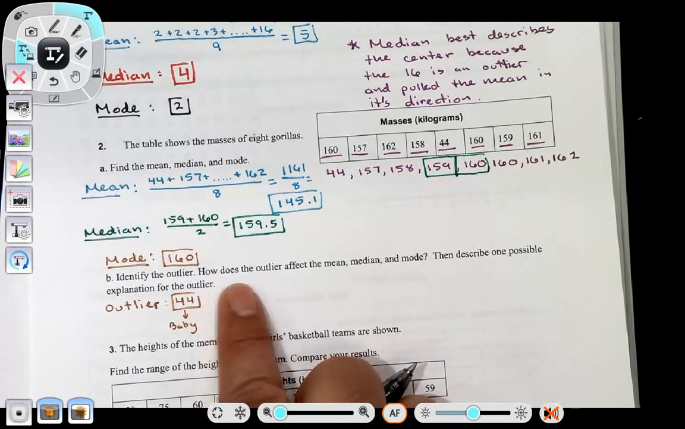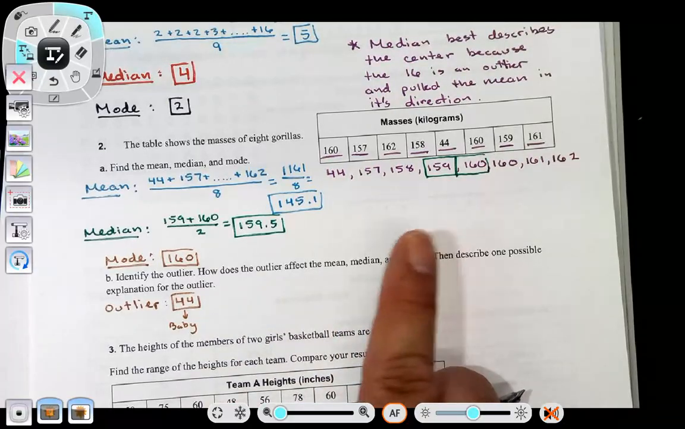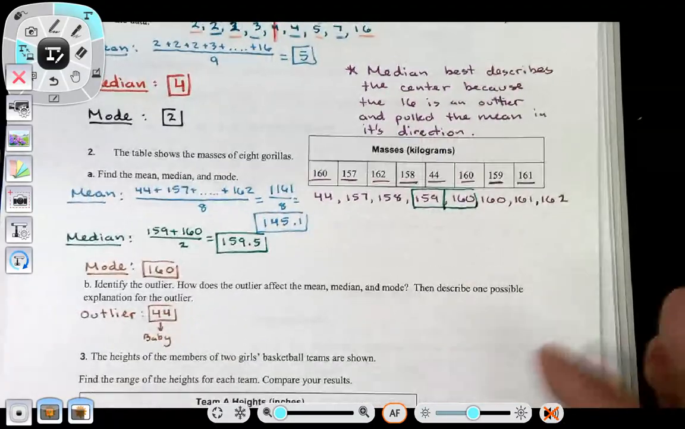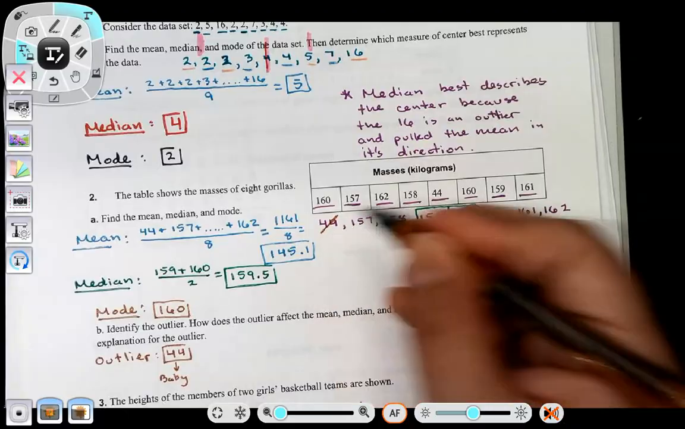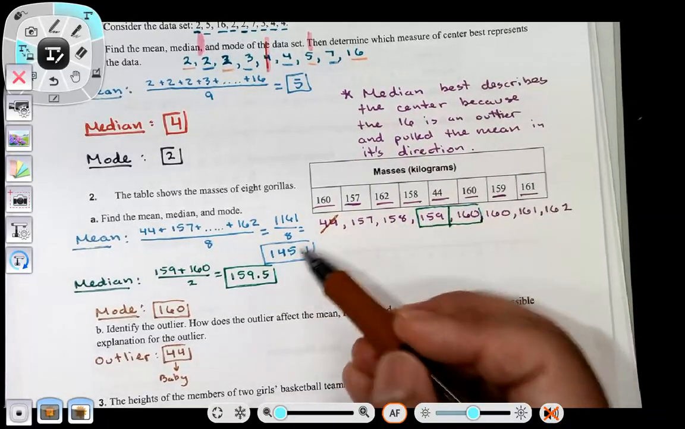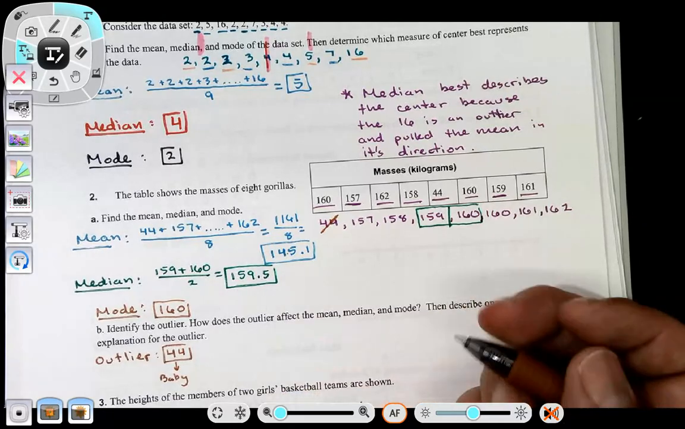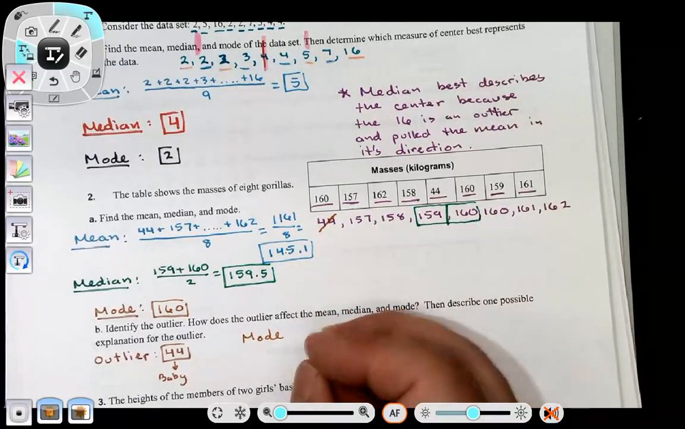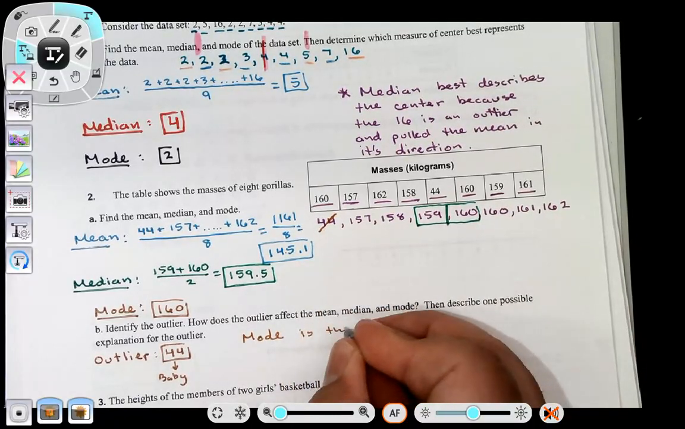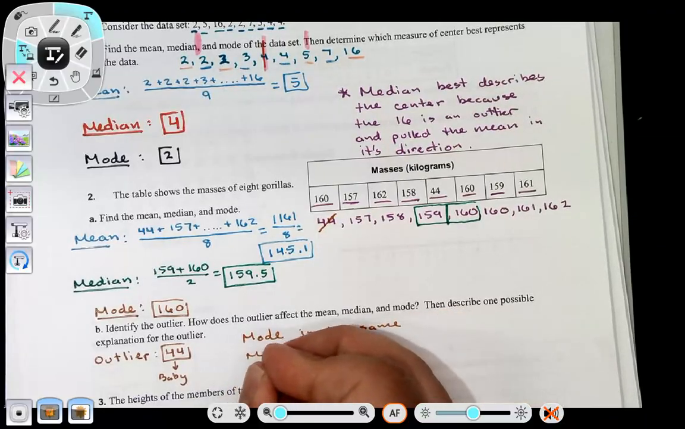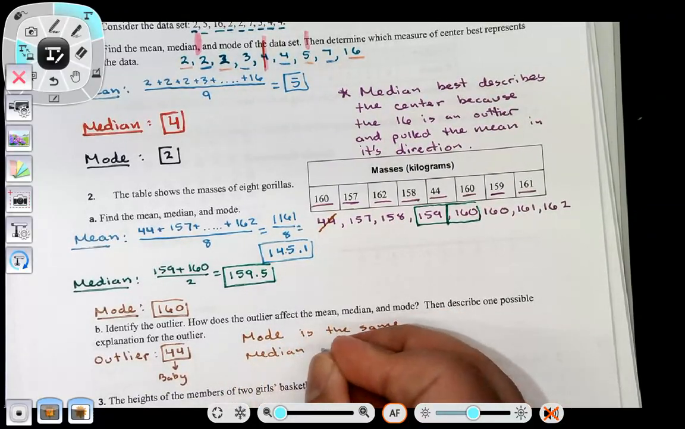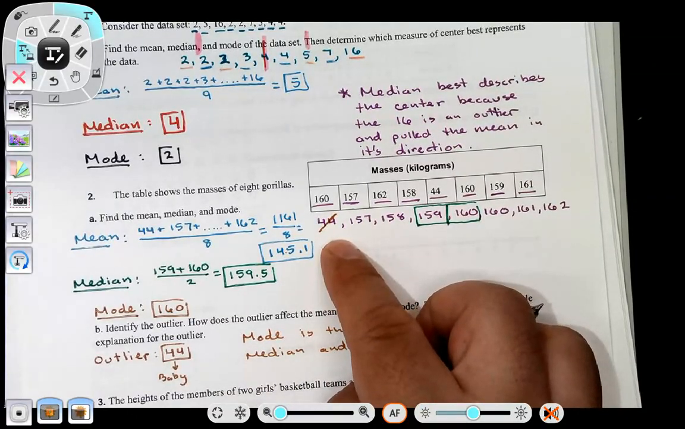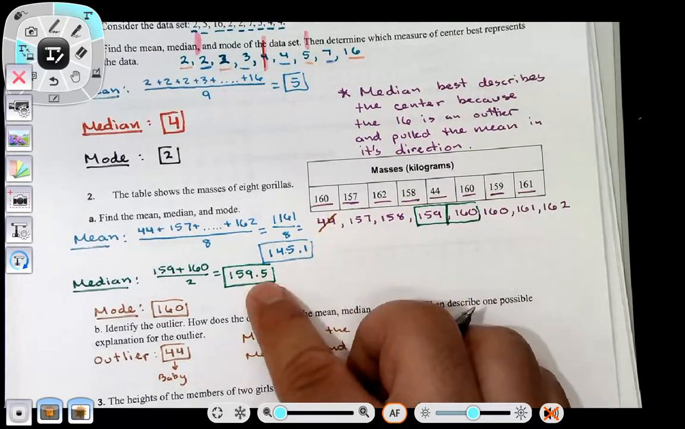All right, but then they said, well, how does that outlier affect the mean, the median, and the mode? Well, remember what we said. Now, we don't have to redo it. That's the good thing. We don't have to redo the math. But let me ask you this. If I were to take out that little baby one, that little number, what do you think would happen to these numbers right here? Because the mode is the same, right? Mode, if I take out that 44, it's still 160. So the mode is the same. But what's going to happen to the median and the mean if you take out the smallest number on the list?